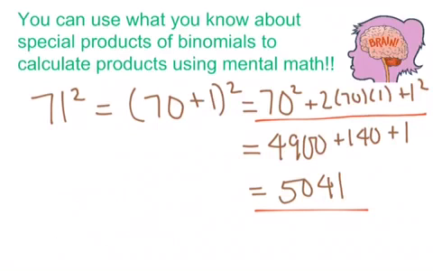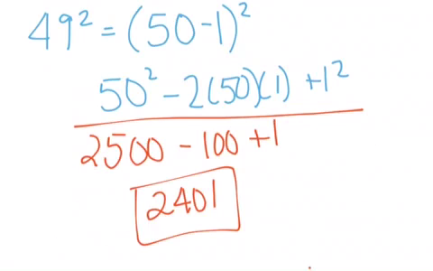We know what 70 squared is. 7 times 7 is 49. You're going to add 2 zeros because you're squaring it. The middle term is going to give you 140, plus 1. Add them all together, it's going to be 5,041.